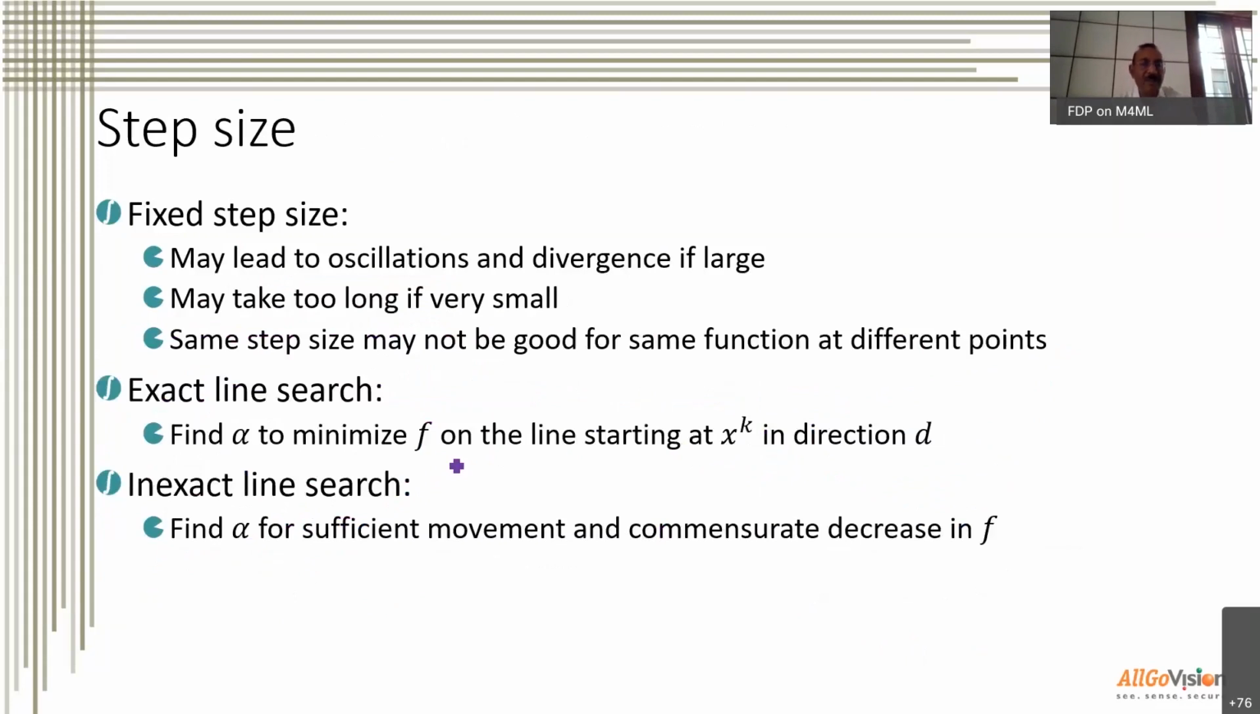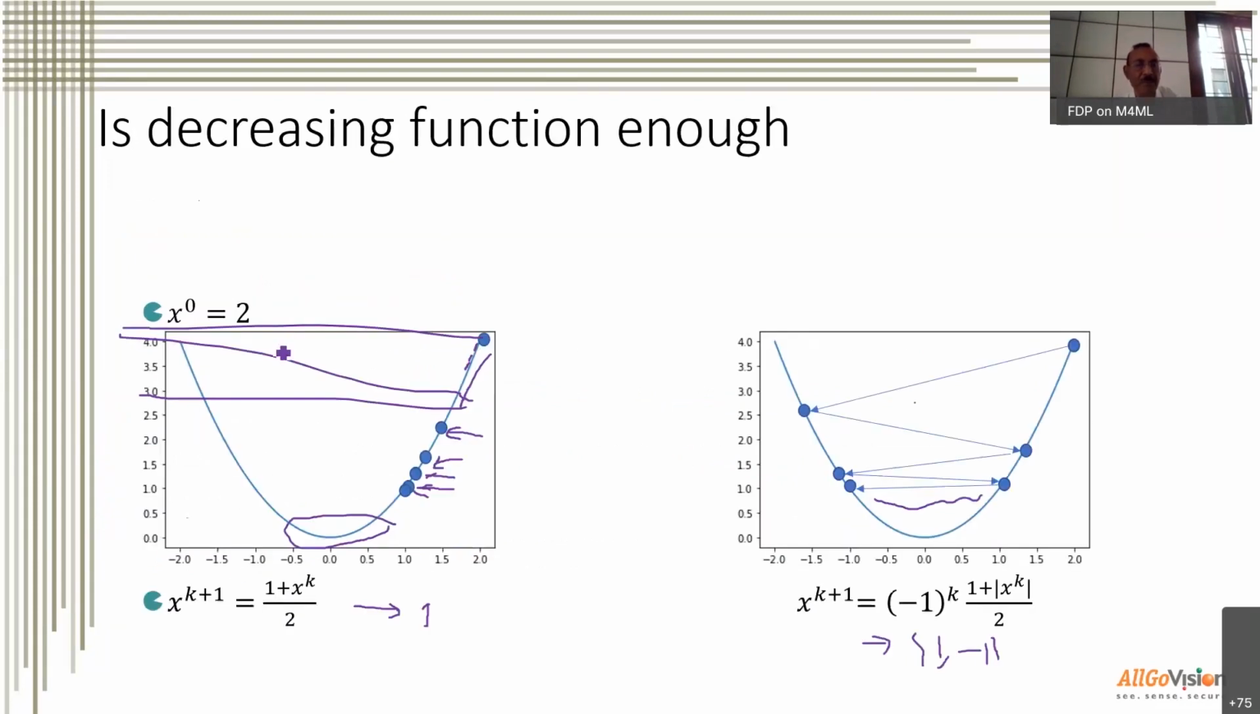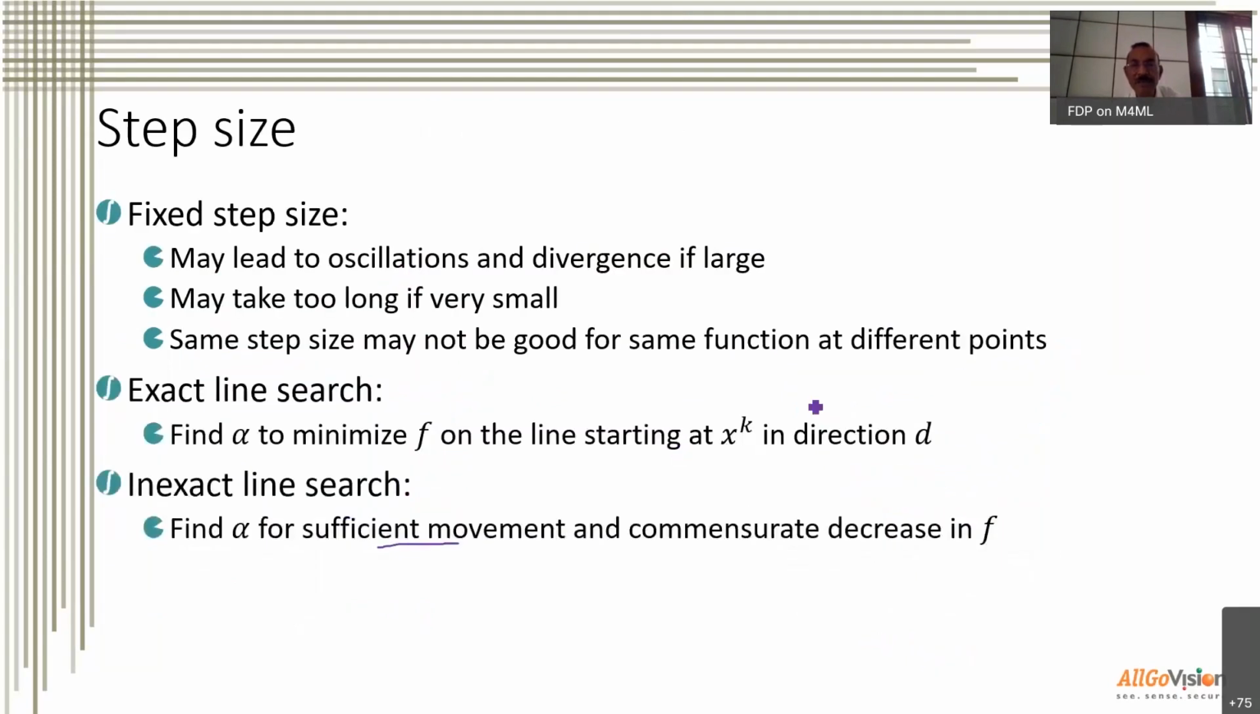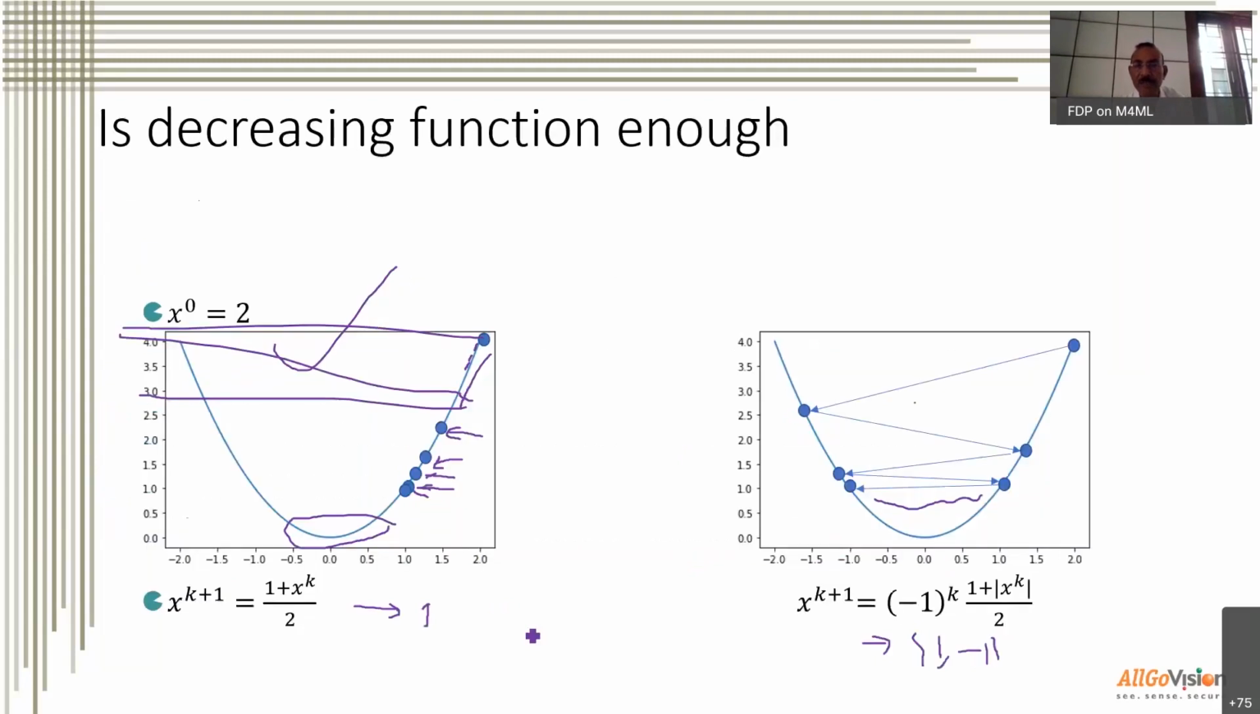Okay. Second one is inexact line search. I'm not going to get into details of that. So here we find alpha, which guarantees me sufficient movement. Why sufficient movement? So that I don't get trapped into this problem. And it is commensurate decrease in f compared to whatever movement I've taken, commensurate to that I should have some proportional decrease in the function value. Why that? So that I don't get into this trap, right?